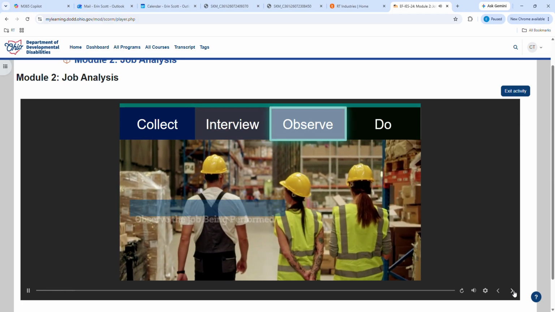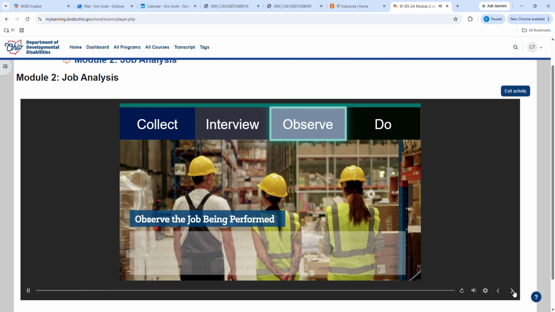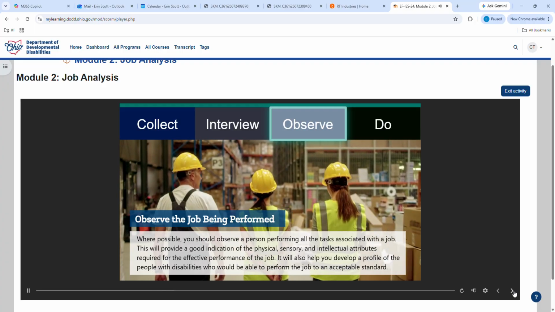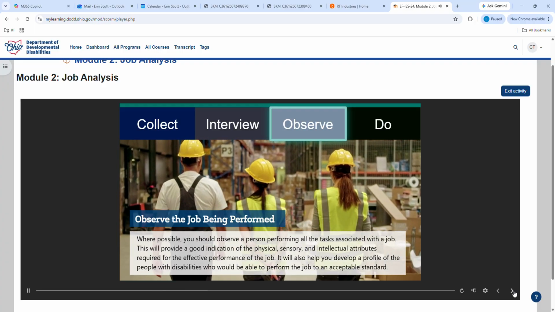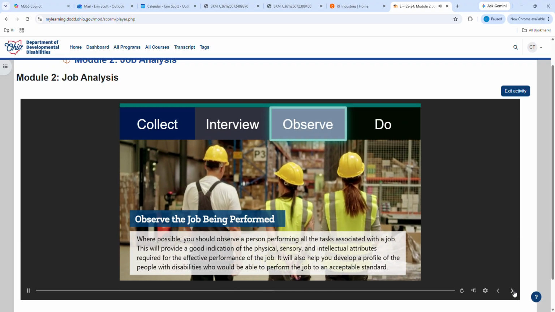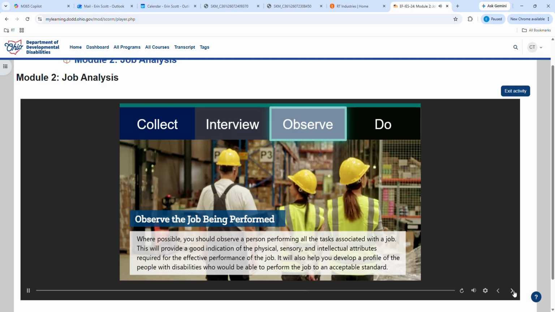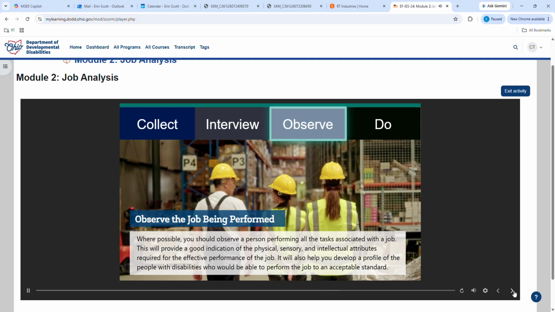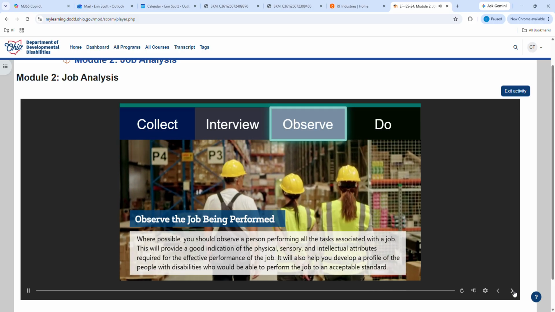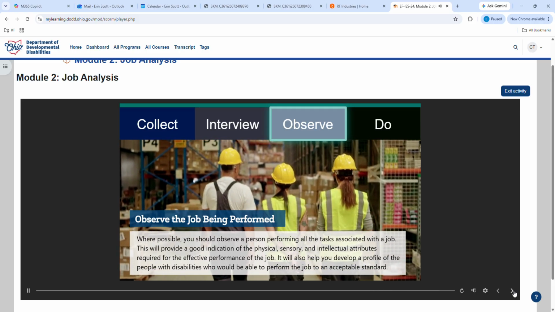Observe the job being performed. Where possible, you should observe a person performing all the tasks associated with the job. This will provide a good indication of the physical, sensory, and intellectual attributes required for the effective performance of the job. It will also help you develop a profile of the people with disabilities who would be able to perform the job to an acceptable standard.